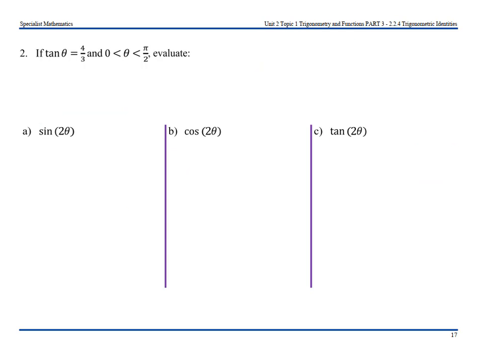Next, if tan theta equals 4 over 3 and 0 is less than theta, which is less than pi on 2, so this means we are in our first quadrant, so all ratios are positive. Evaluate sine 2 theta, cos 2 theta, tan 2 theta. So I need to know what sine and cos theta are. The easiest way with this is a 3, 4, 5 triangle.